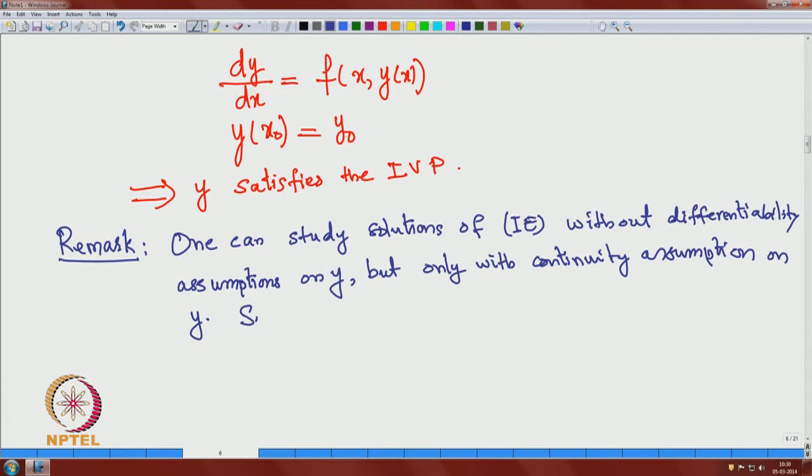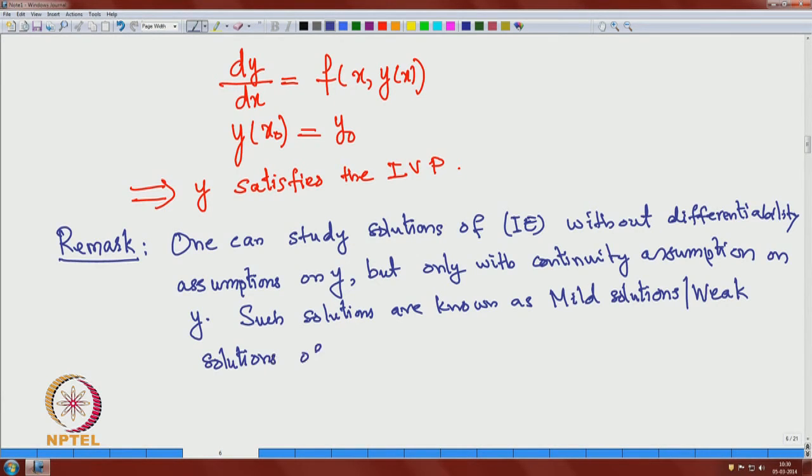So such solutions are known as mild solutions or weak solutions of the initial value problem. If we do not require the differentiability condition on y, then the solutions of the integral equation just defined are known as mild solutions or weak solutions.